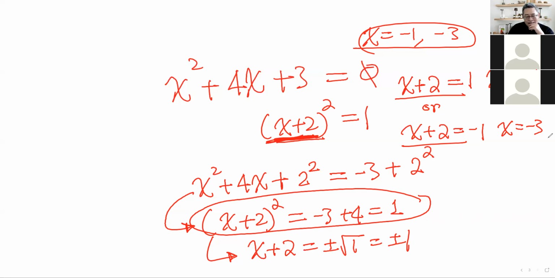Good? No, how did you get negative 3? Did you take negative 1 plus 2? Well, if x plus 2 is equal to negative 1, we minus 2 on both sides, then x has to be negative 3, right? Yep. So that's where we got x equal to negative 3. Good?